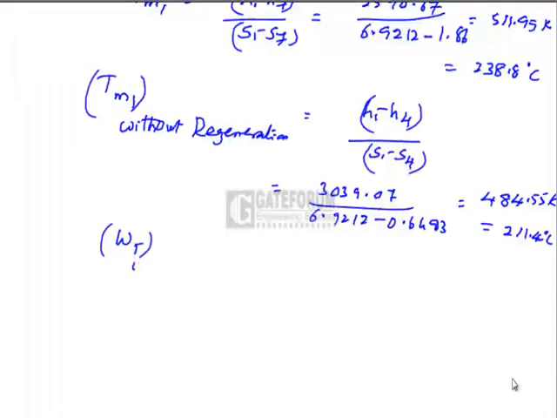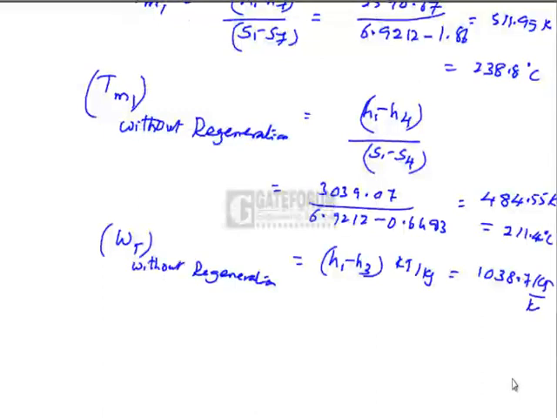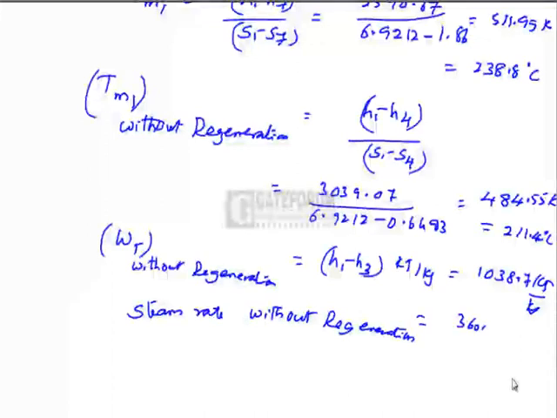Work of turbine without regeneration is H1 minus H3. If there is a direct expansion without regeneration, it is obtained as 1038.7 kilojoule per kg. Therefore, steam rate without regeneration is equal to 3600 divided by 1038.7, that is work output per kg. This is obtained as 3.46 kg per kilowatt hour.